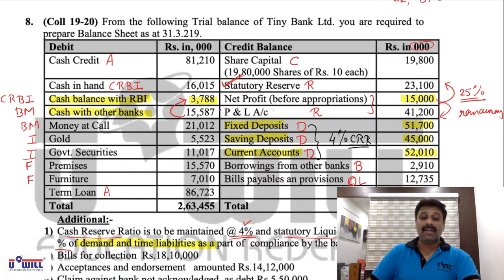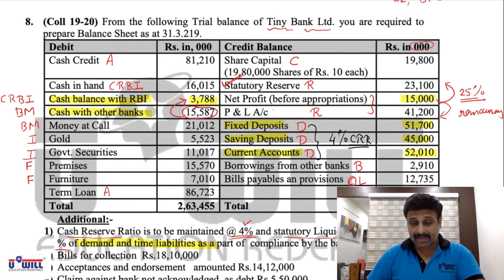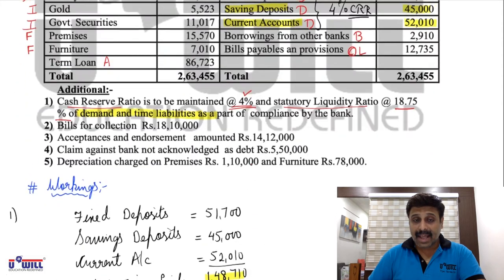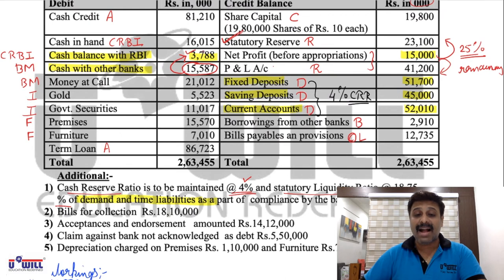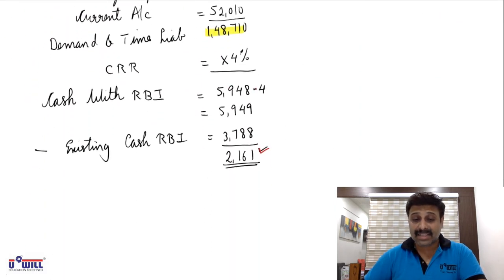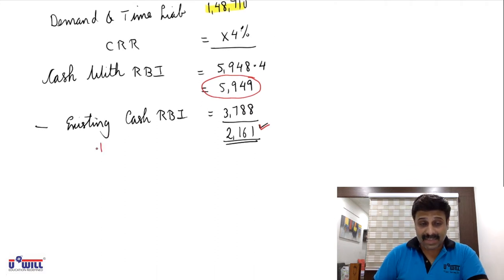Means practically what will the tiny bank do over here? Out of this 15,587, they will withdraw 2,161 and they will deposit it with Reserve Bank of India. So that in Reserve Bank of India, they have at least 5,949, which is required as per 4% CRR. Okay, once again, this is the deficit. Okay, this is the deficit which is required to be covered up.